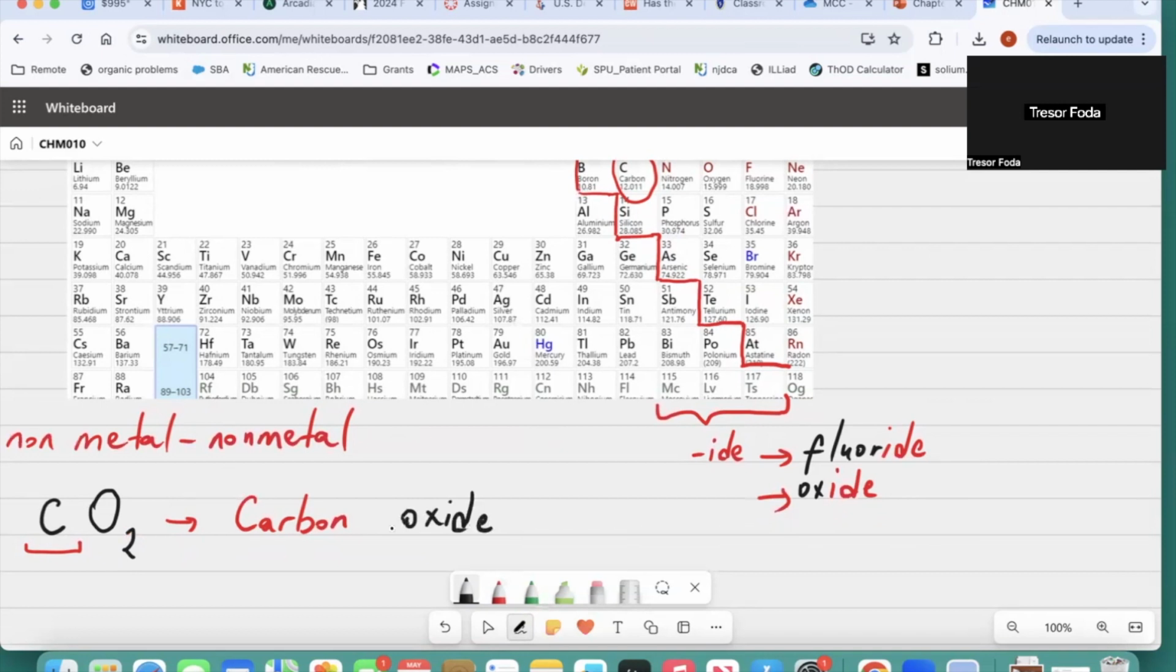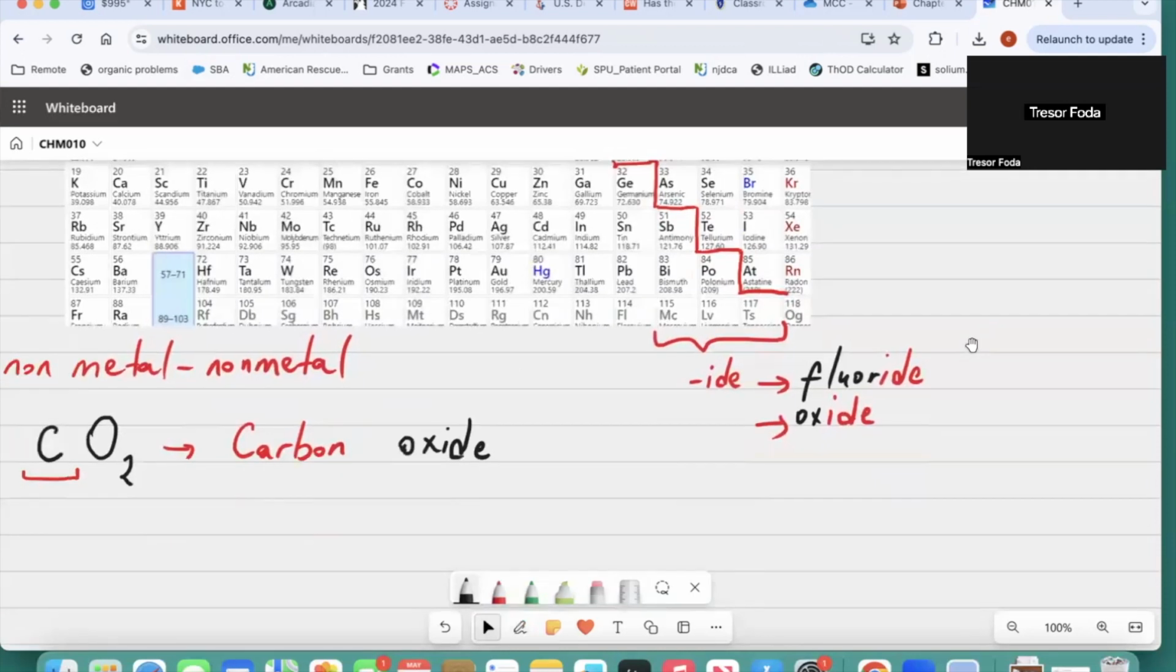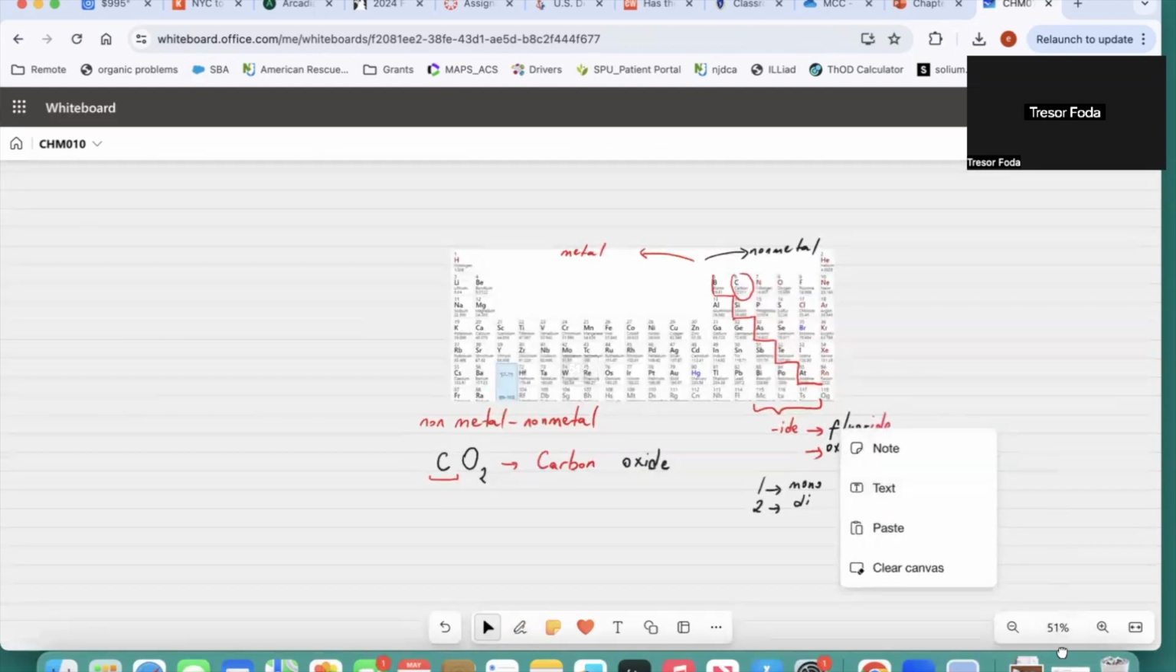But you said dioxide, right? The reason is because we have 2 of them. And whenever you have 2 of them, we are not going to call it 2 oxide, but instead we are going to use the Latin prefixes. If we write them down, if you have 1, it will be mono. If you have 2, it will become di.